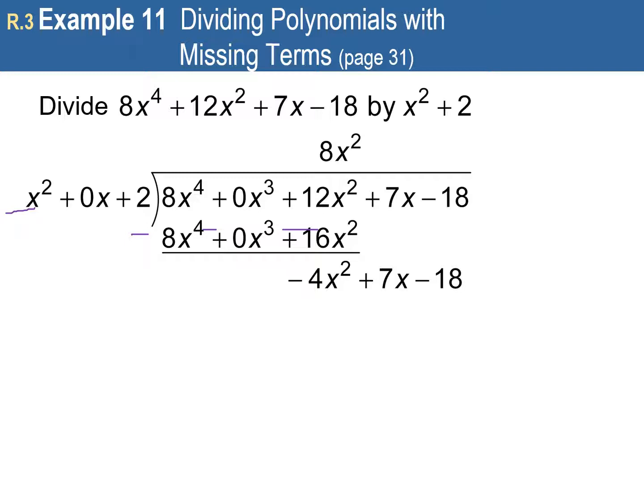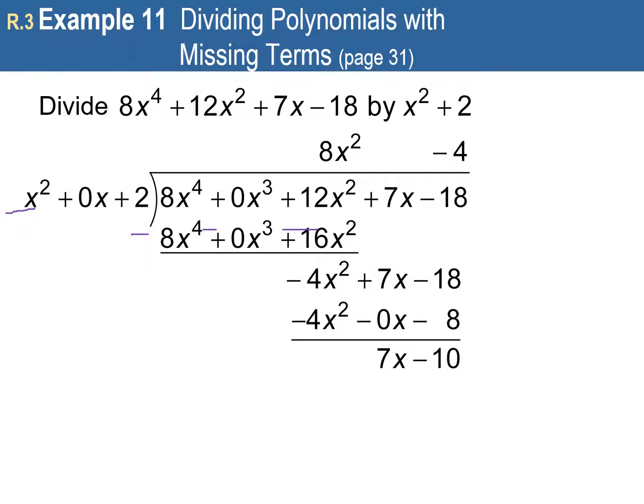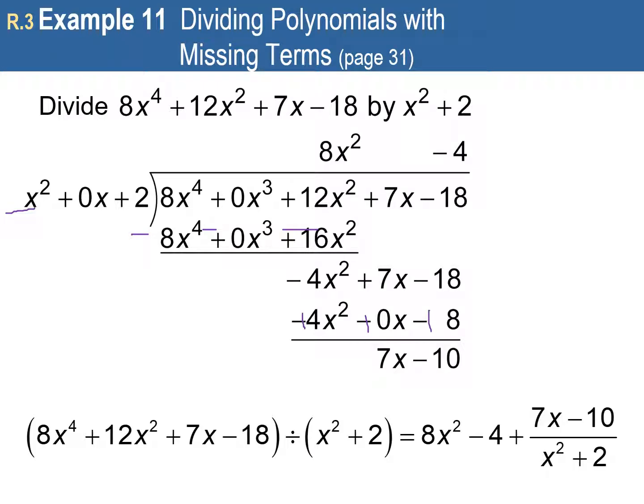So x squared goes into negative 4x squared negative 4 times. So you multiply negative 4 times x squared plus 0x plus 2, and you get negative 4x squared minus 0x minus 8. And then you subtract. So when you add straight down, you get 7x minus 10. So your answer is 8x squared minus 4 plus this whole thing, 7x minus 10 divided by x squared plus 2. And it's okay to leave your placeholders at that time.